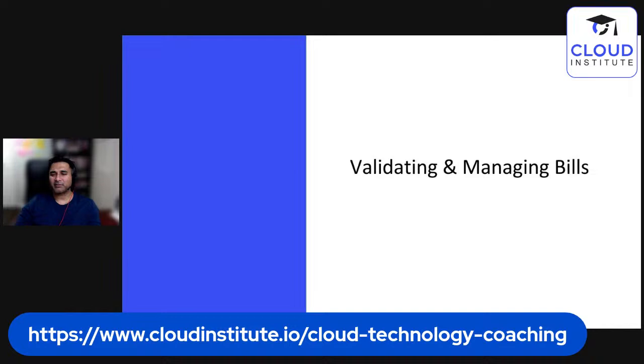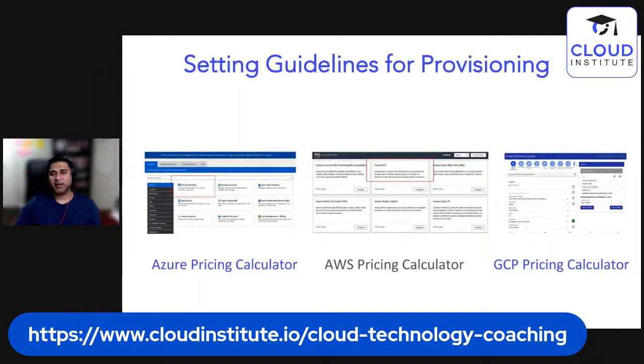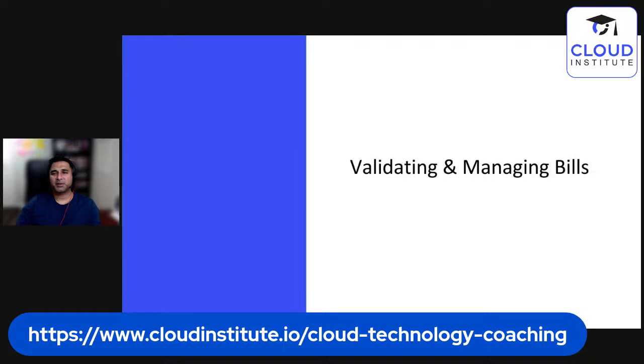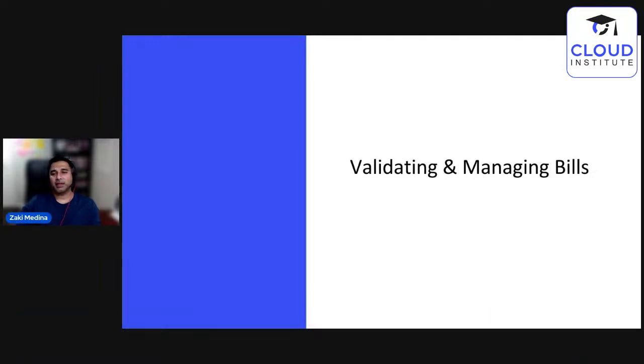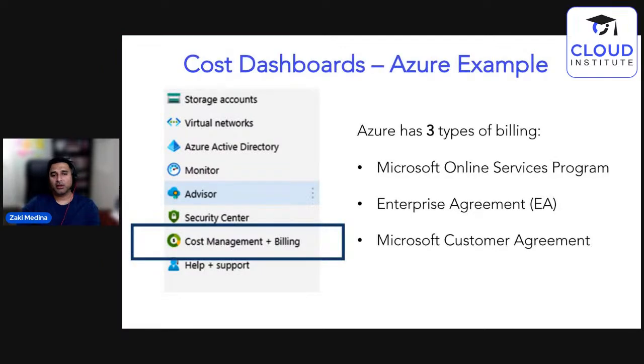The next piece is around validating and managing bills. This is a dreaded thing. Back in the old days of cloud, we used to dread getting our bill every month. We'd even play a little game: is it double what we spent last month, or half of what we spent last month? Somebody would go in, and obviously that's not the right approach. So we want to learn how to view and analyze costs from our respective consoles within Azure, AWS, and GCP.